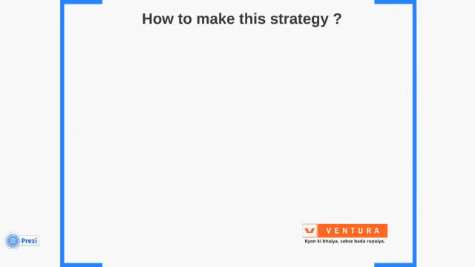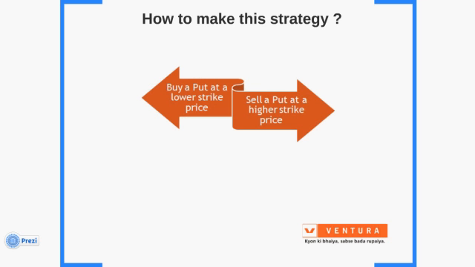Here's what you need to do to create a bull put spread. You purchase a put option on a particular stock at a relatively low strike price, and simultaneously you sell a put option with a higher strike price on the same underlying stock with the same expiration date.